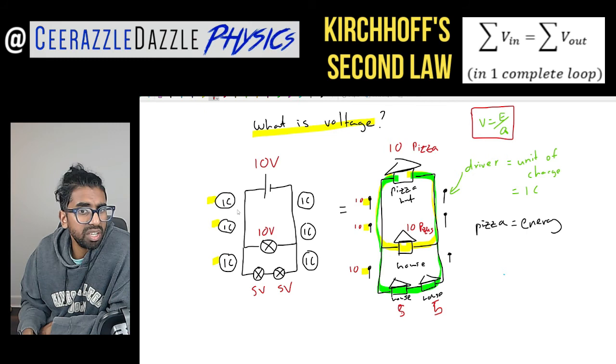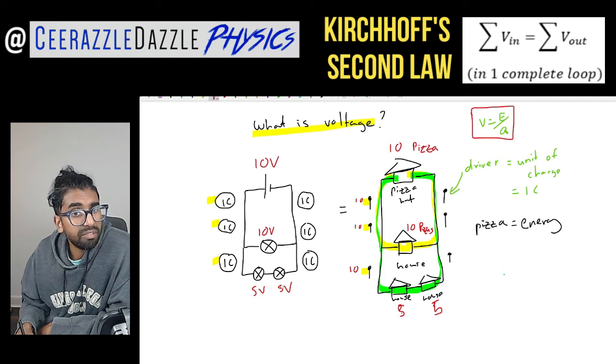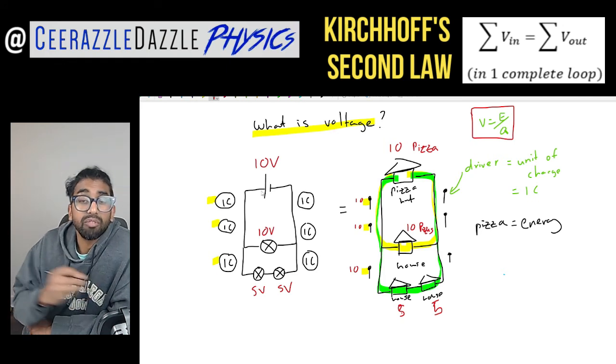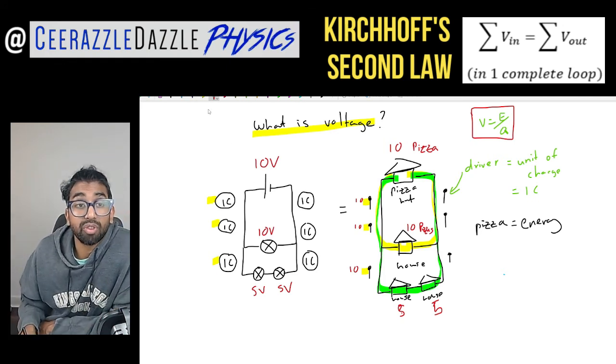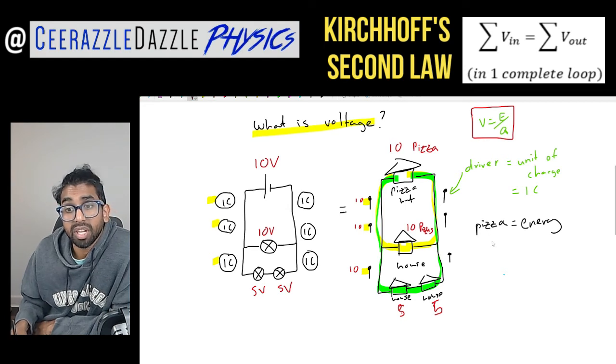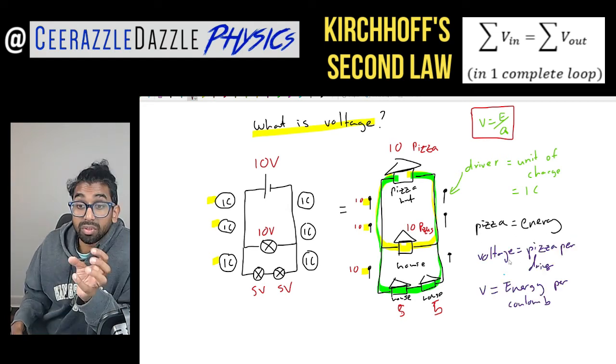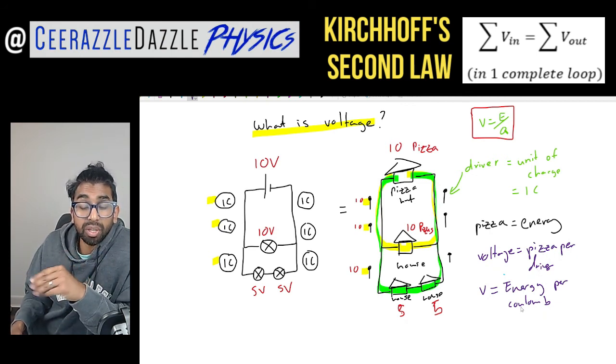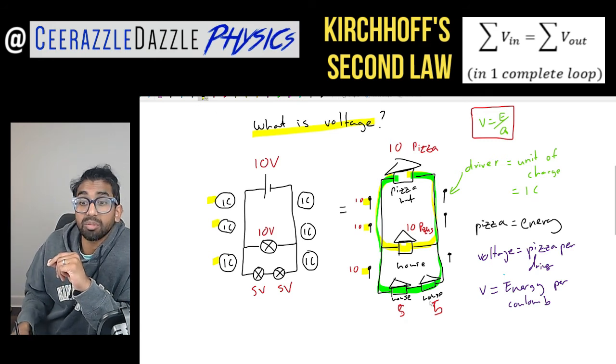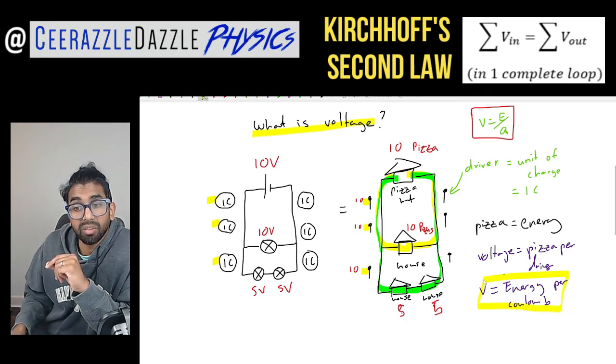You've got 10 volts in. I dropped off 10. I walked back. I take up 10 volts again. I walk down here and I drop off 5 and I come back here. Don't forget what they all stand for, yes? The driver represents 1 unit of charge. The pizza represents the energy. The voltage is equal to the pizza per driver, which is basically, don't forget, pizza represents the energy per coulomb. And that's the reason why we have voltage being the energy per coulomb over here.